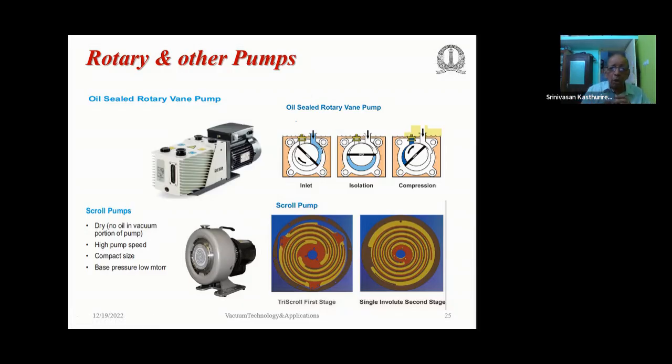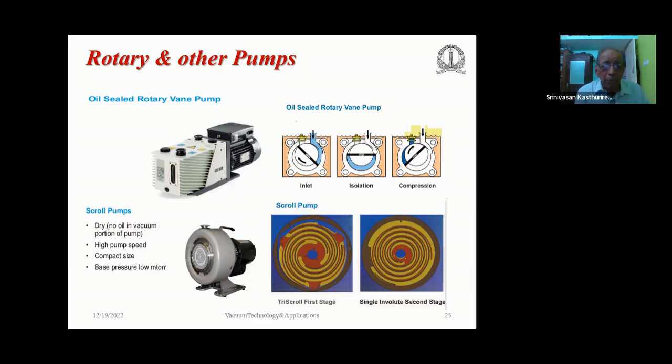So this is what is called a rotary vane oil sealed pump. Now you can have single stage, you can have multiple stages, etc. Single stage means in one stage, there is only one rotor within the housing. Two stage means the first stage output is given to the second stage input and so on. So that's a two-stage system.